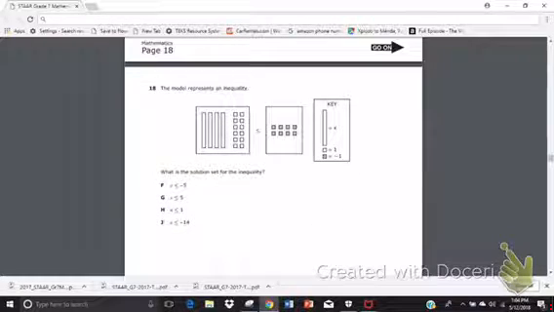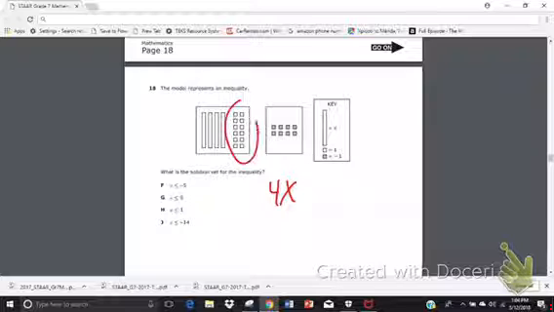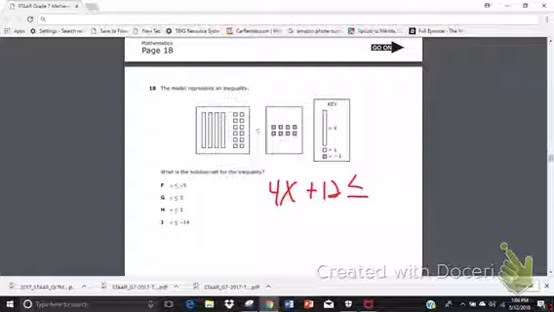Alright, so number 18. The model represents an inequality. What is a solution set for the inequality? Alright, y'all can use the models to solve it, kiddos. There's nothing wrong with that. However, you guys can also convert it into numerical values. So here we have our key. Here we have 4 x's and they're positives. And here we have a total of 2, 4, 6, 12 units, and they're positive as well, so plus 12. My inequality has to be less than or equal to. On this side, we have a total of 8, and they are negative, so negative 8.